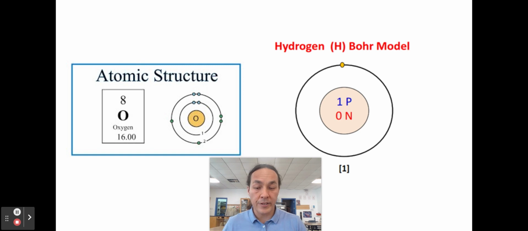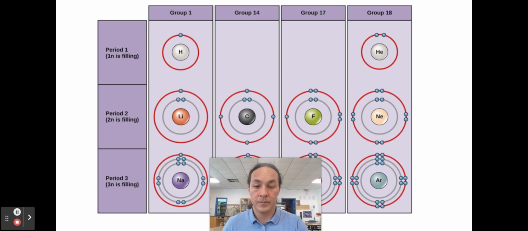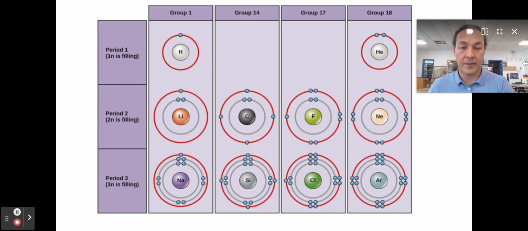Oxygen will have an attraction to get 2 more electrons to fulfill the need for 8 in its outer shell. And that's called valence electrons. We call that the octet rule. Here's just another example of it.